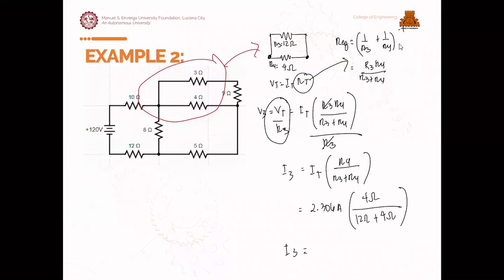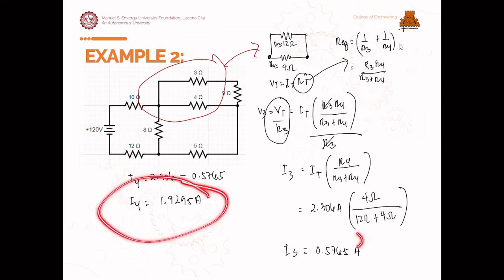So si I3 ngayon, yung value niya will be 2.306 times 4 all over 12 plus 4. That will be 0.5765 amperes. Tapos kung meron na tayong I3, edi si I4 is just 2.306 minus lang natin yung 0.5765. Okay? And ano yung ma-realize natin dun sa value na nakuha natin? Mas mataas yung value ni I4 kay I3.